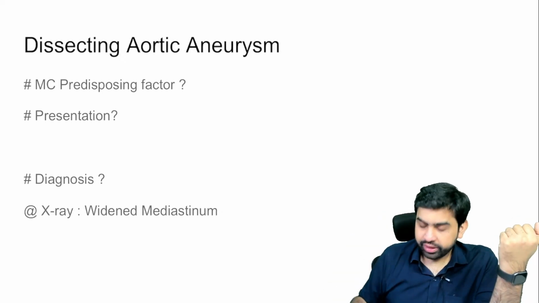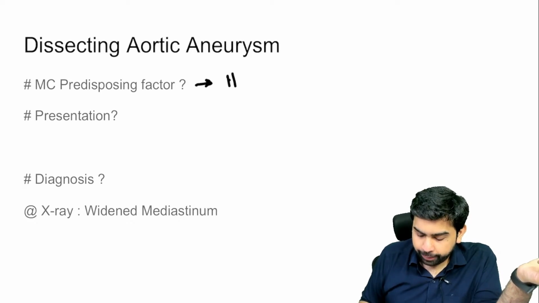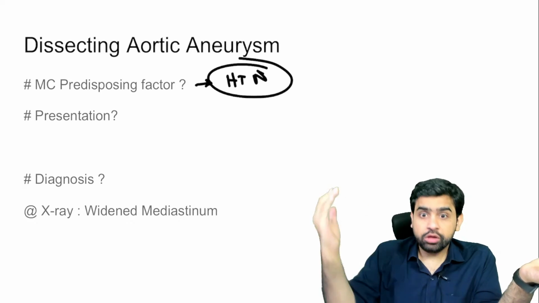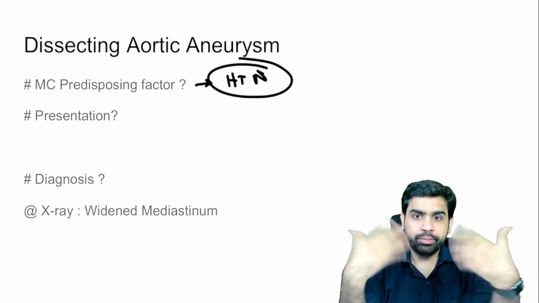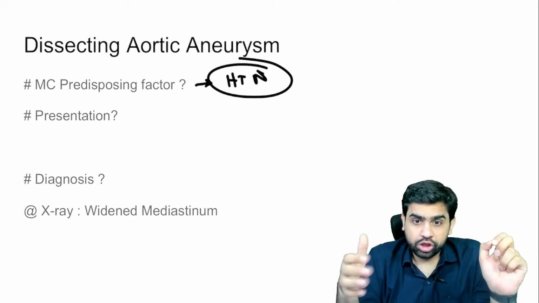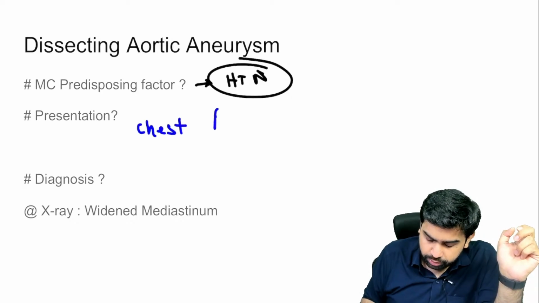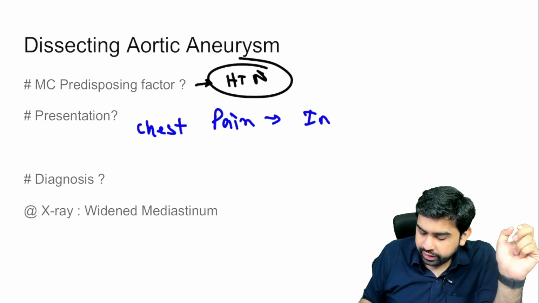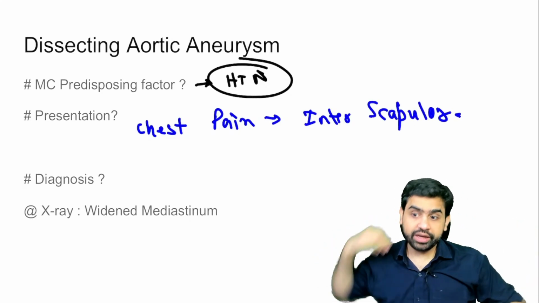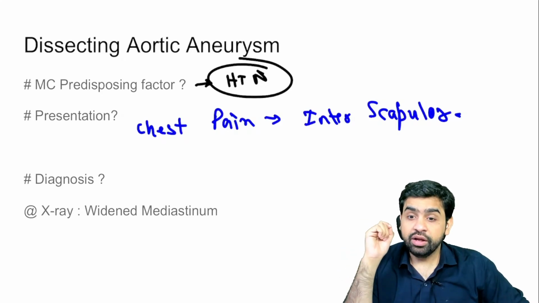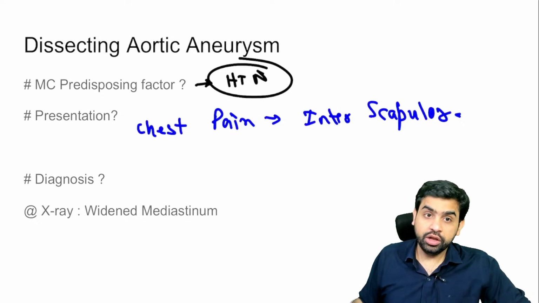Now, dissecting aortic aneurysm. Rishabh, please try to understand, here the predisposing factor is going to be hypertension. For the abdominal aortic aneurysm, it was atherosclerosis, but over here the predisposing factor is uncontrolled hypertension. What is the presenting feature? The patients are going to give you a characteristic history of severe chest pain radiating to the interscapular region. Severe chest pain radiating to the interscapular region: dissecting aortic aneurysm.